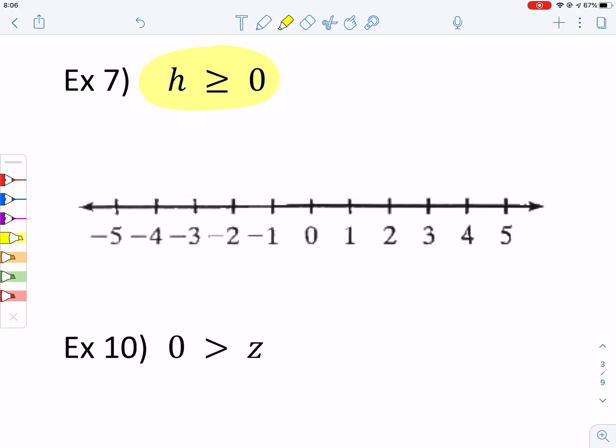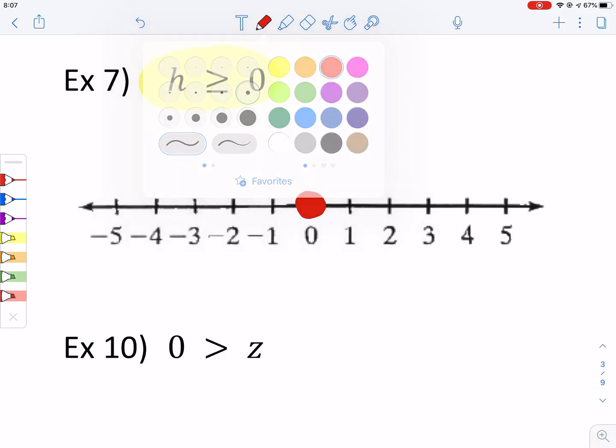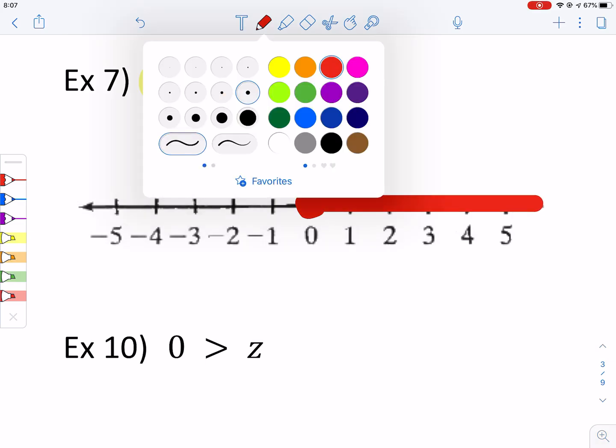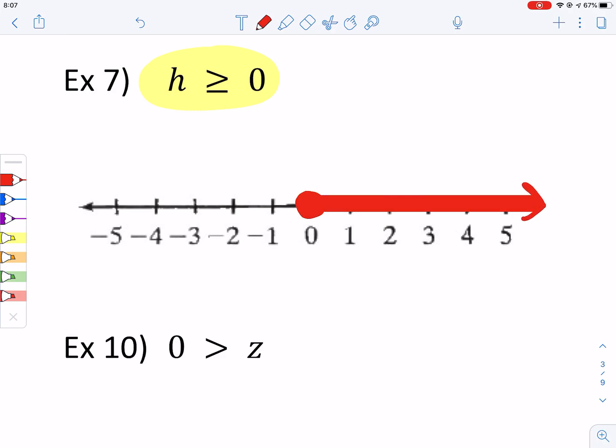All right, so for number 7, it's h is greater than or equal to 0 because it has this little equal to sign. That's my reminder that I got to color it in. So I need a closed circle on 0 because it could be greater than 0 or it could be equal to 0. And then if I want all numbers greater than 0, I'm going to color it this way. So color it this way, and then as always, put your arrows at the end to show that it would keep going. And you can use your arrow trick for this one. And it's pointing to the right. And when I colored mine in, mine is also pointing to the right.